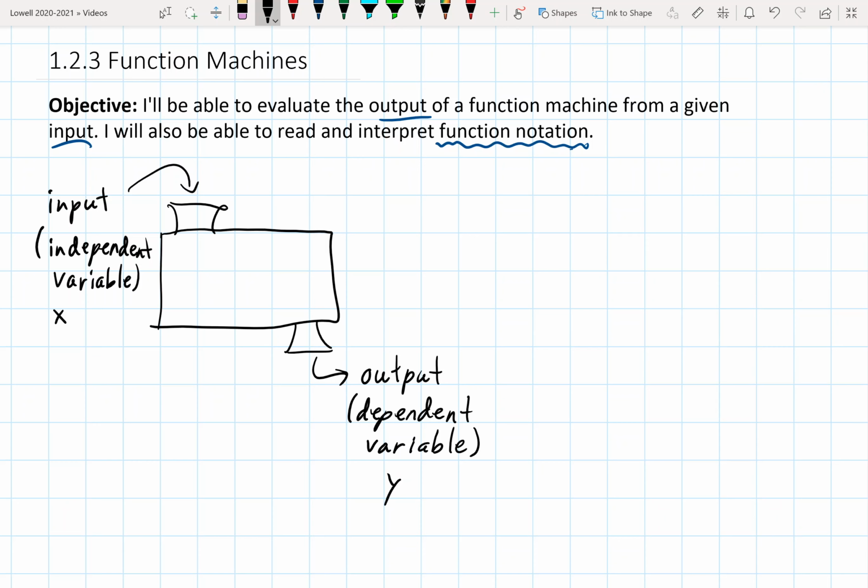And so let's pretend that my function machine in this case is the function machine y equals x squared minus 1. Alrighty, so what we're going to do is just see what happens when I input something. So let's pretend I put in x equals 5.